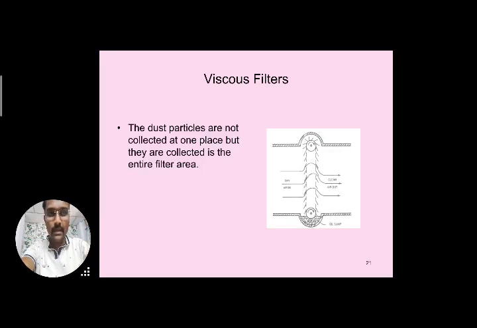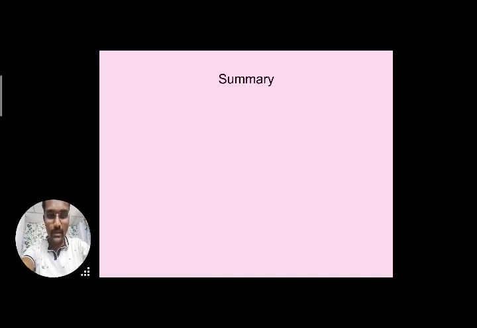The dust particles are not collected at one place, but across the entire filter area. Not only one place, the entire area can collect dust every time. All the pads are collecting these dust particles. So cleaning efficiency is about 97%. As seen earlier, it may be less efficient compared with dry filters, but we are comparing more equipment in this.